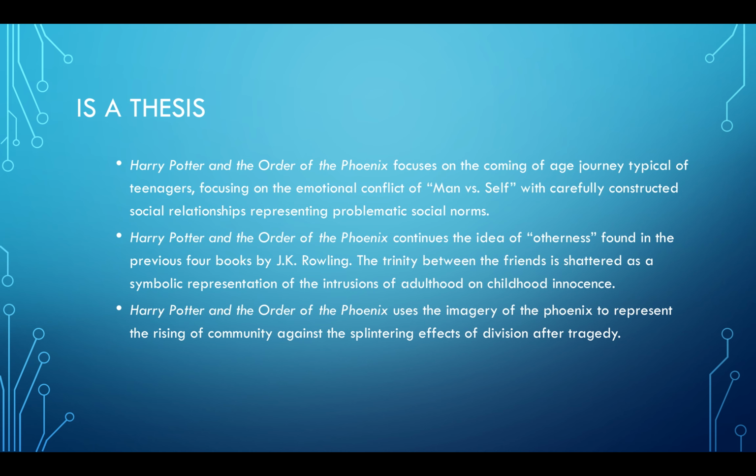Harry Potter and the Order of the Phoenix continues the idea of otherness found in the previous 4 books. The trinity between the friends is shattered as a symbolic representation of the treatise of adulthood on childhood innocence. Again, we have a multi-sentence statement. It brings in literary terminology. The idea of otherness is a theme. And it talks about a larger issue or message that the writer here is going to make a statement about.